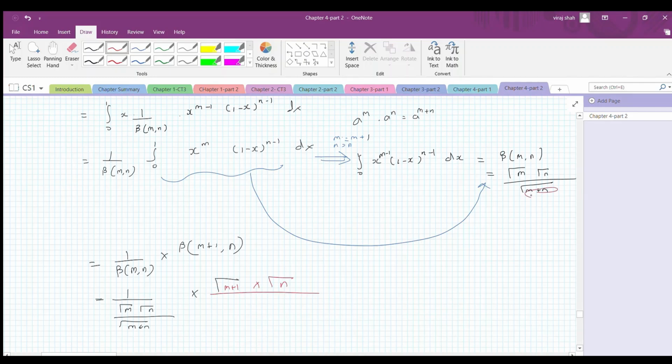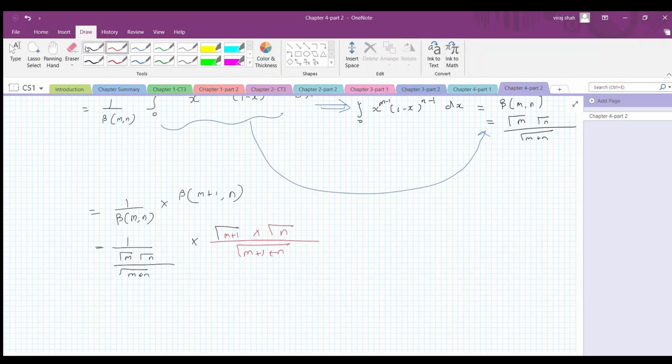Similarly, for this term, we add both terms. So it would be nothing but gamma of m plus 1 plus n. Okay. So I can write this in a simplified form as nothing but gamma of m plus n upon gamma of m into gamma of n, multiplied by gamma of m plus 1 into gamma of n upon gamma of m plus 1 plus n. Okay, so I can cut this.